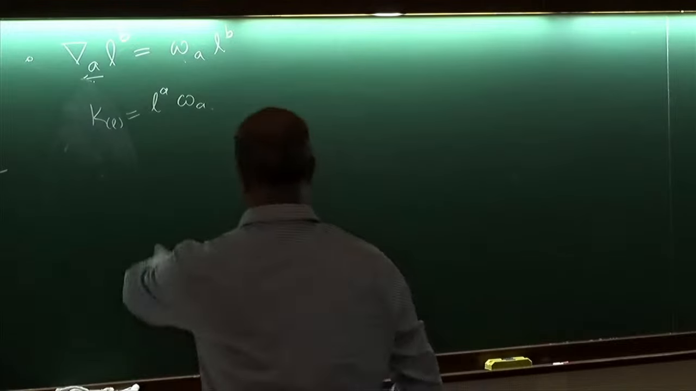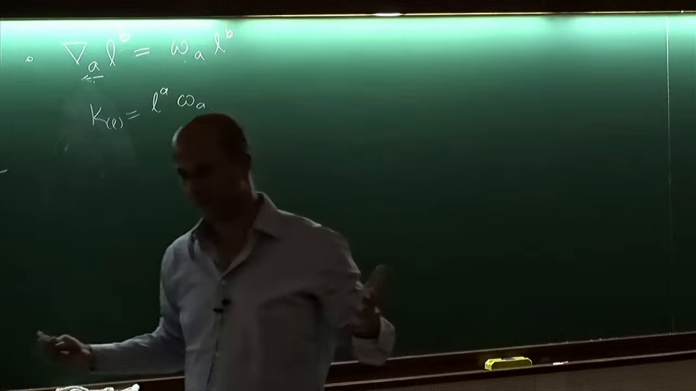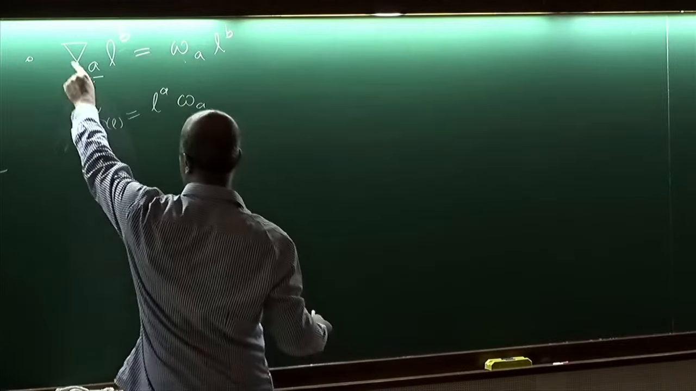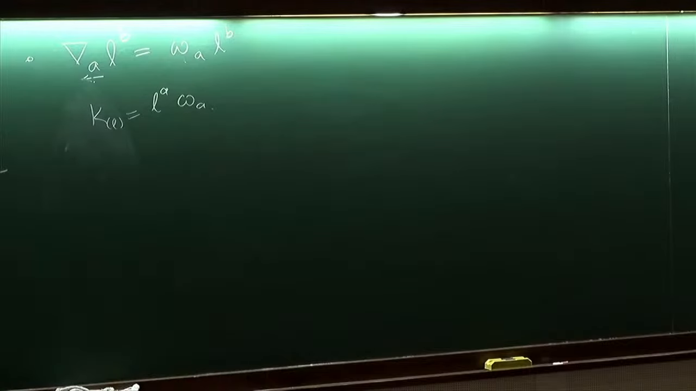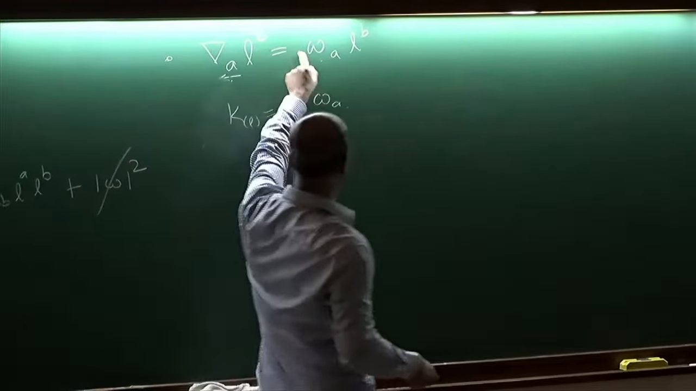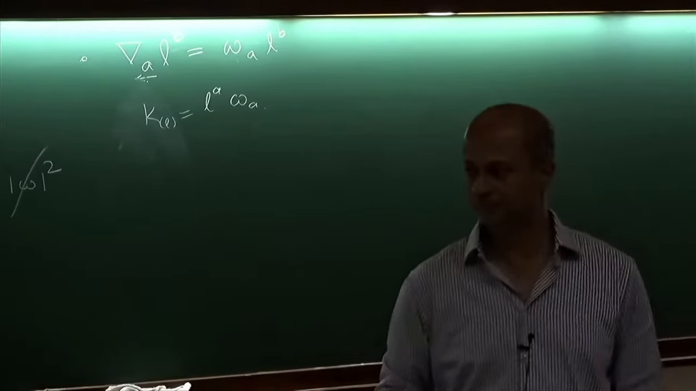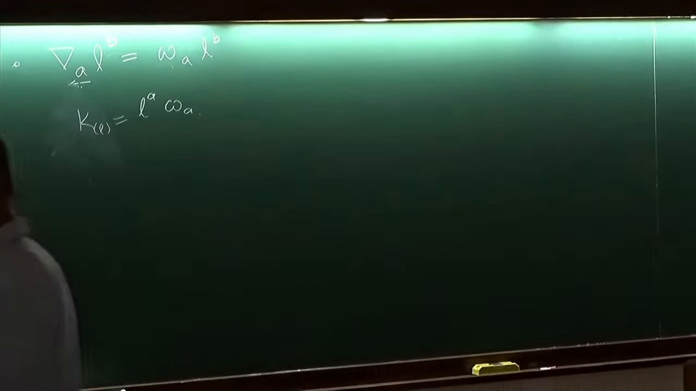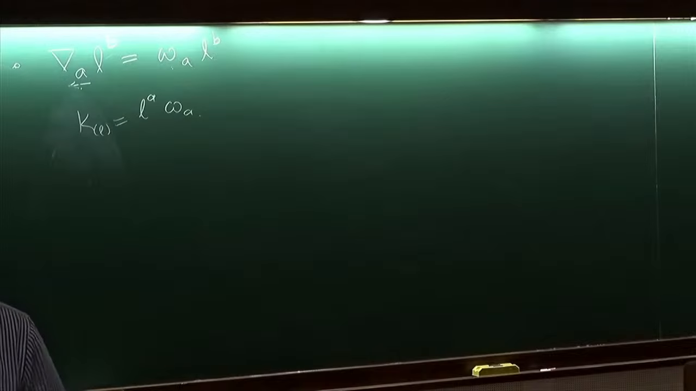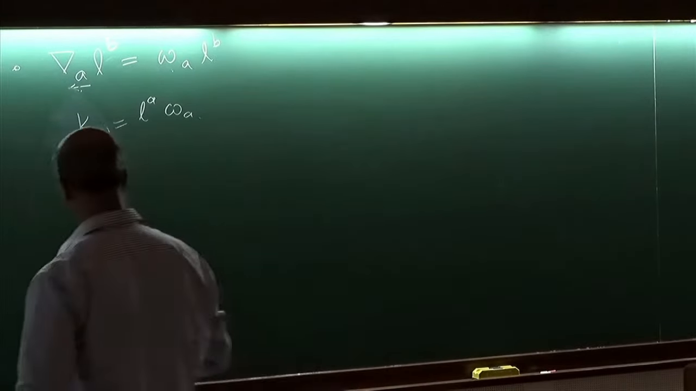I can just contract this, so I can contract the index A with the L. L is tangent to the horizon, so I'm allowed to do that. So the contraction of that with L is simply this left-hand term here. So therefore this is simply L times omega, so that is the surface gravity. Okay, then we can go further.